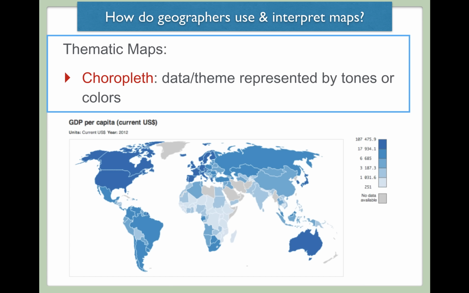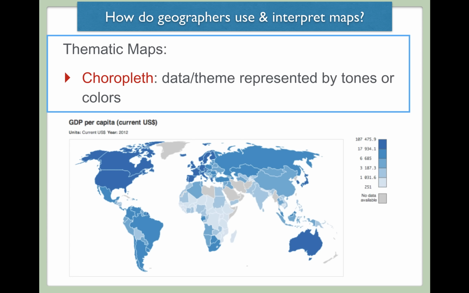In contrast, let's go over to the thematic maps, the second category of maps. And if you're going to show a theme, if you want to show where something is and where something is not, one way to do so is through colors. And a choropleth map represents data or a theme by colors. In this particular map, we have GDP per capita. GDP, we're going to use this in class, stands for gross domestic product. Gross domestic product per capita means per person.